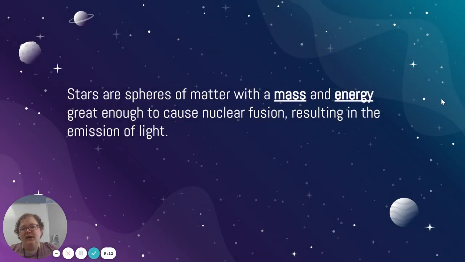So first we have to know what a star is. Stars are spheres of matter that have mass and they have energy great enough to cause nuclear fusion, like we just talked about, resulting in the emission of light. So all of that energy that's created through nuclear fusion is what makes stars glow. That's why they have light. That's why they give off heat, like our sun provides heat for us. It all comes from that process of nuclear fusion.